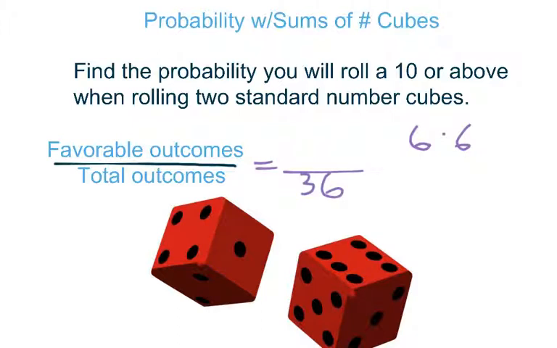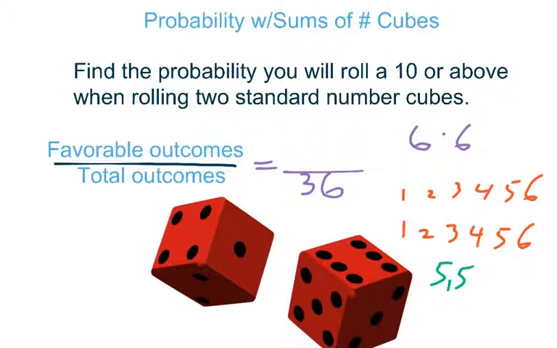Well, on the first die, we could roll a 1, a 2, a 3, a 4, a 5, or a 6. On the second die, we could roll the same numbers. And I'm going to link these. Let's say a 10 or above means it includes 10. So we could have a 5 and a 5. There's 1. Because it's each pair. There's 1. So we could roll a 5 and a 6. We could roll a 6 and a 6. Or we could roll a 6 and a 5.